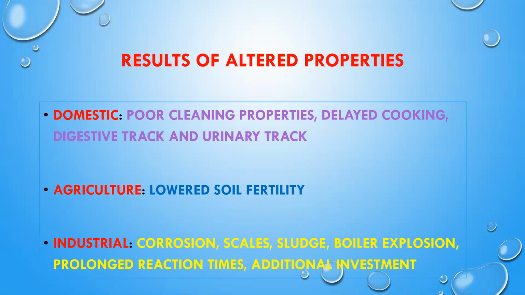Then if we are using such water for agricultural purposes, like a drip system, the drip system may get choked because of the presence of these salts. Then if we are using that water for watering plants or crops, ultimately due to the deposition of salts, osmosis and imbibition-like mechanisms, which are very essential for the survival of plants and crops, may get hampered, and ultimately one may see lower soil fertility.